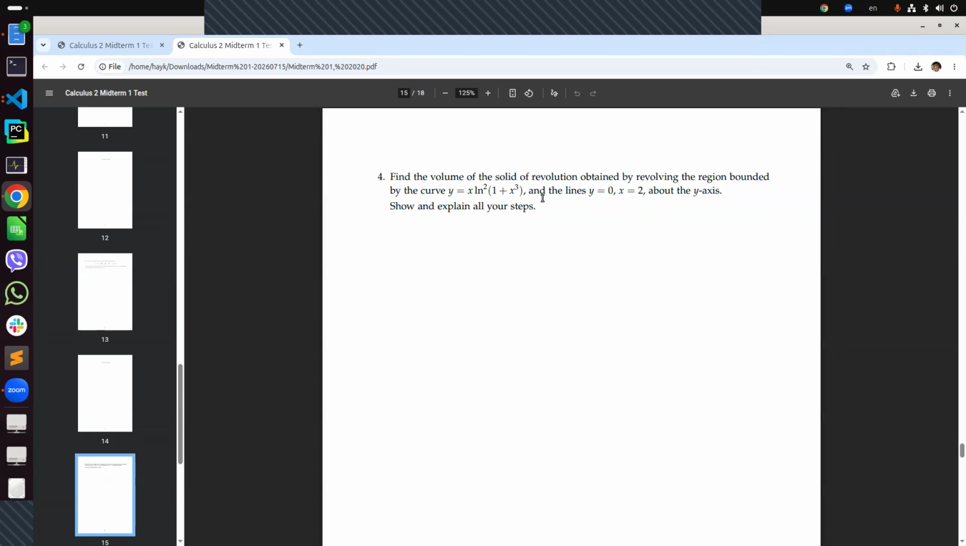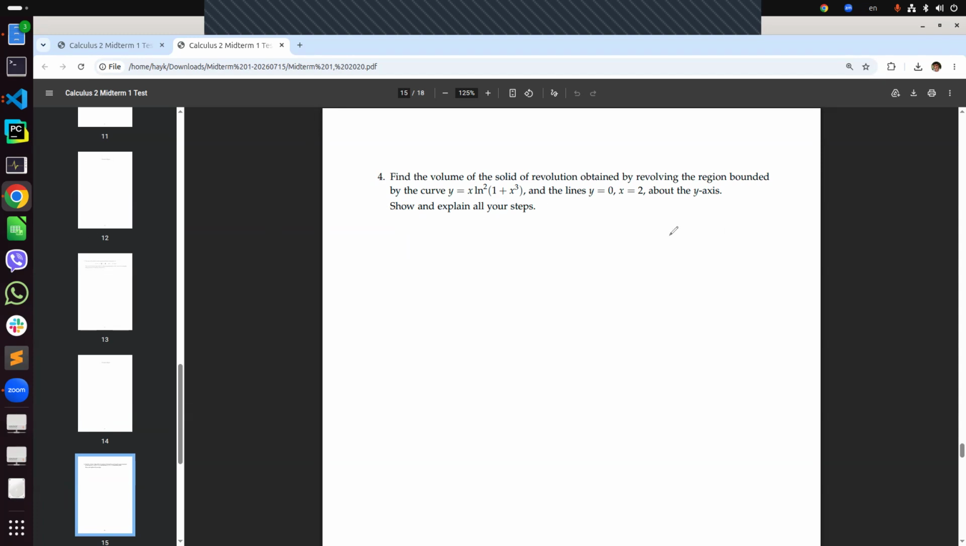We have to find the volume of the solid that is obtained by revolving the region x log squared of (1 plus x cubed), y equals 0, x equals 2, about the y-axis. Okay, so how can we solve exercises like this? The first thing that we have to do is understand by which formula we are going to calculate the volume.